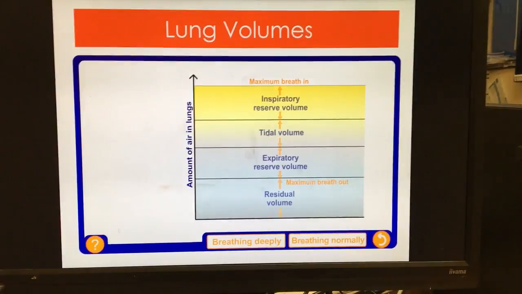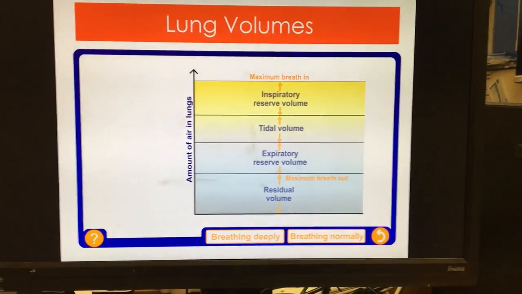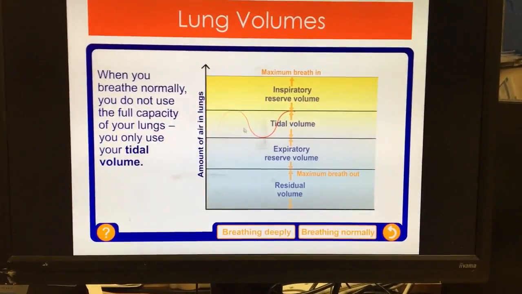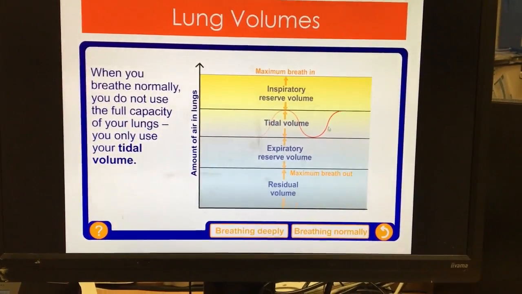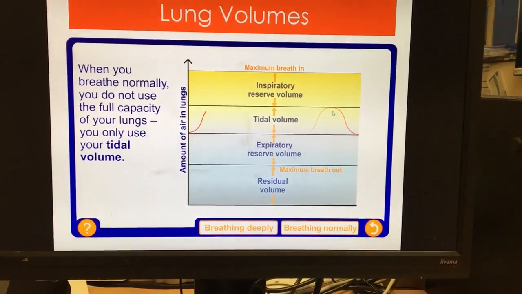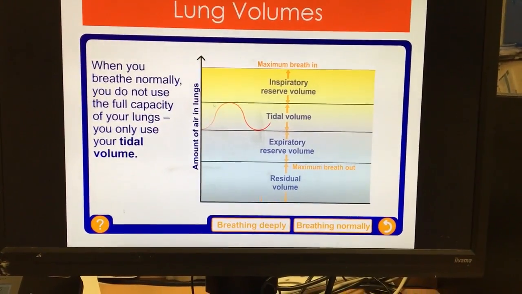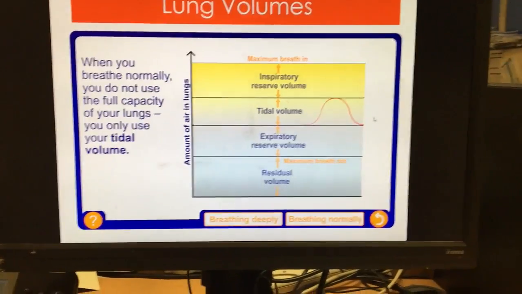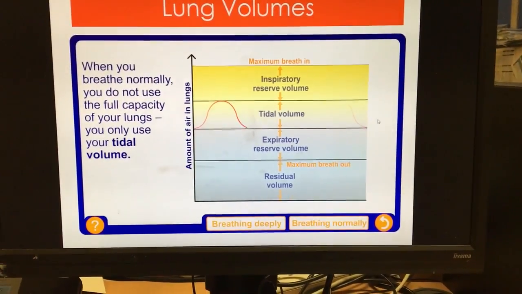Now this diagram illustrates that if I put breathing normally, you can see that tidal volume is the breath in and out, and this is where it is. If you're breathing normally, you can see that we're not using the other volumes. We're pretty much using just tidal volume.